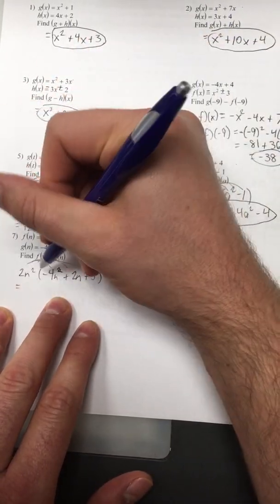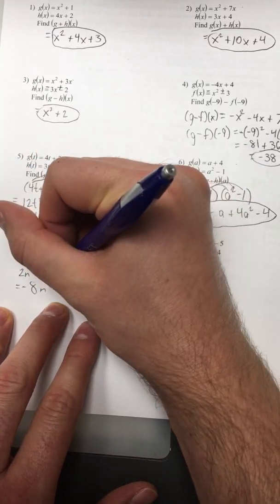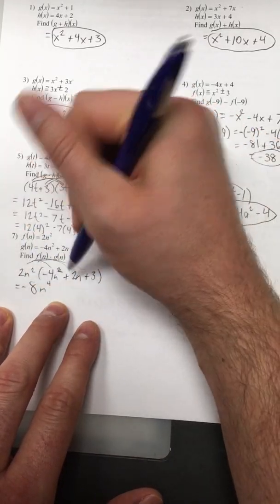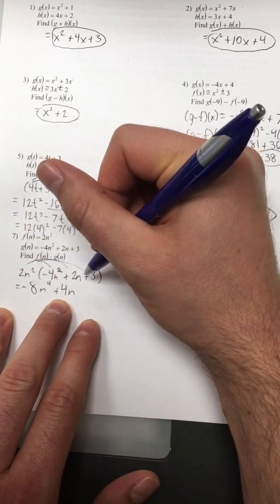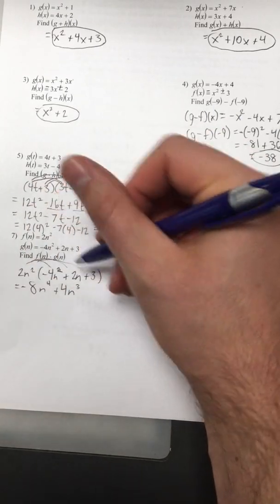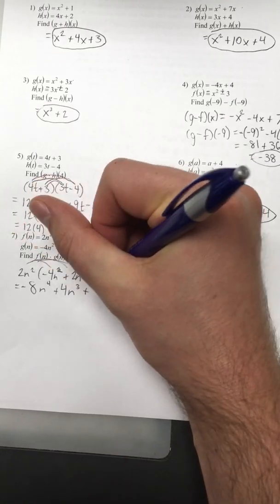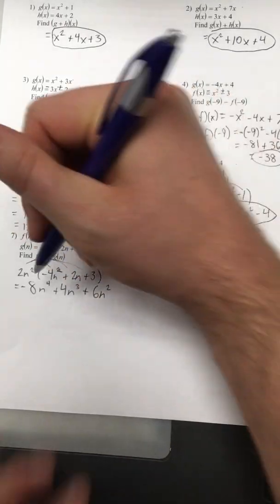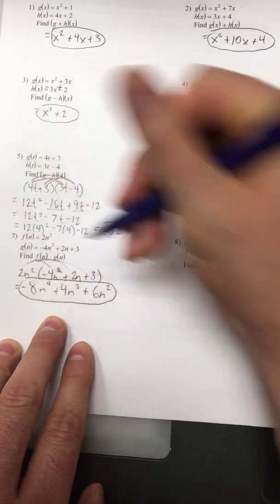So my answer is going to be 2 times negative 4, negative 8. It's going to be n to the 4th. You're adding the exponents. 2n squared times 2n going to be plus 4n what? 4n to the 3rd. Because remember, it's n to the 1 right here. So 2 plus 1. And then 2n squared times 3 plus 6n squared. So the answer should be negative 8n to the 4th plus 4n to the 3rd plus 6n squared.